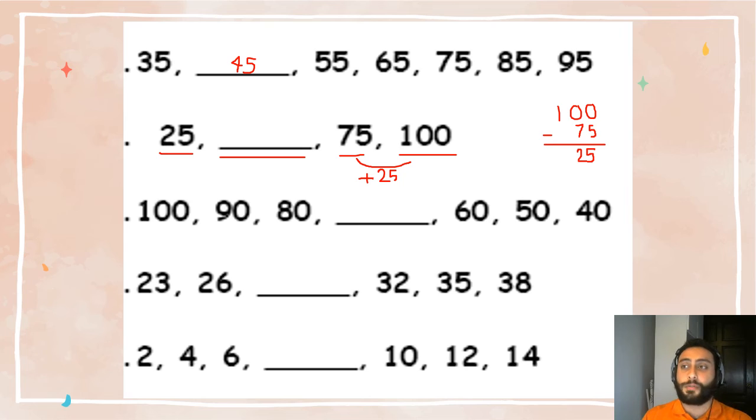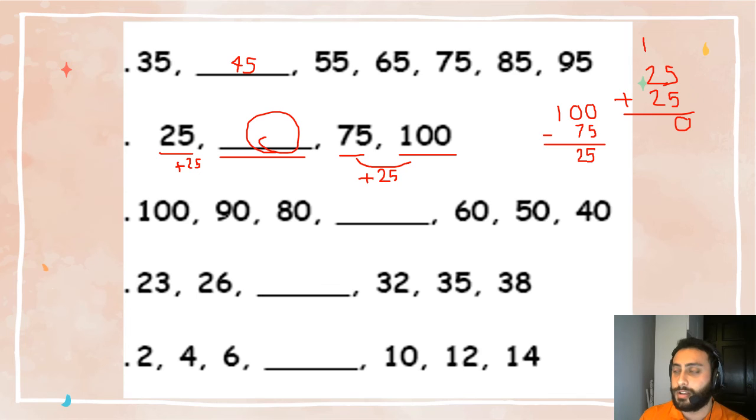So to find this one, we have to add 25 to 25. And what is 25 plus 25? Let's do it. 25 plus 25. 5 plus 5, 10. 1 plus 2 is 3, so plus the carried 1 is 5. So this one is 50. Easy.